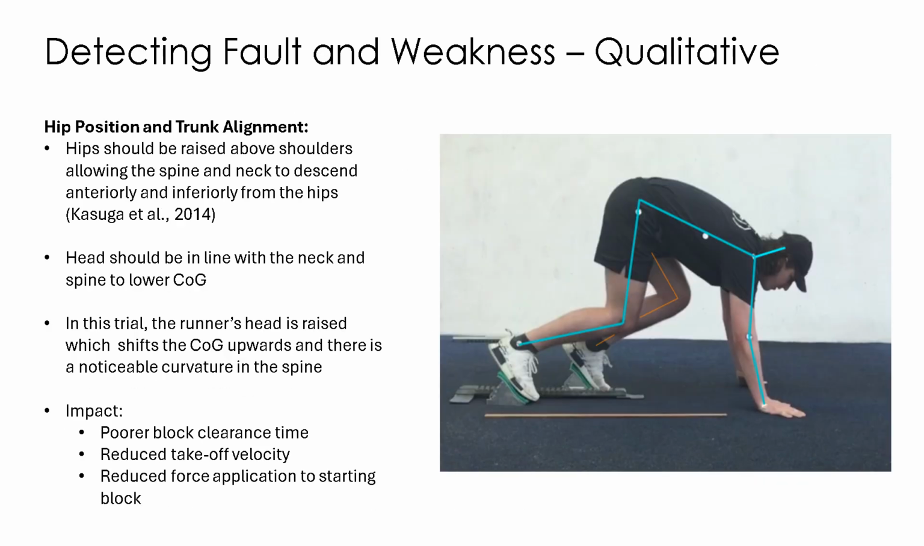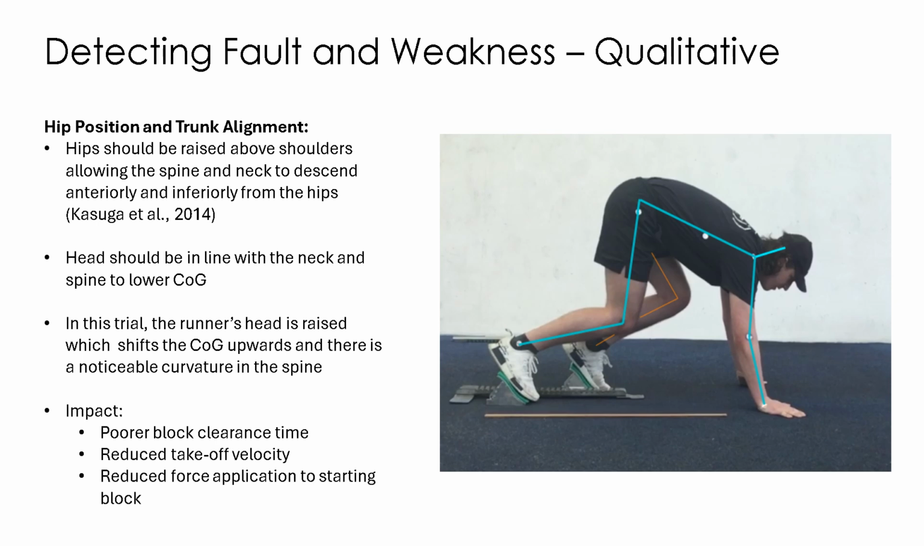Kasuga et al.'s 2014 study found that the ideal set position for a sprinter will have the hips positioned higher than the shoulders, which allows the spine and neck to descend anteriorly and inferiorly from the hips. The head should be positioned in line with the spine and neck to shift the center of gravity downwards and forwards. In the trial, the runner's head is visibly out of line from the rest of their body, and there is a clear curvature in the spine. This impacts sprint start performance and can cause poorer block clearance times, reduced takeoff velocity, and a reduced force application on the block.